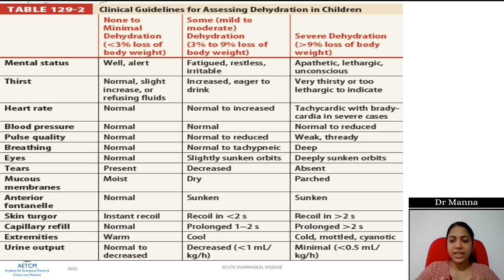Then we will be checking the skin turgor in the abdomen. We will be pinching the skin for at least 3 seconds, and we will be checking the recoil. Recoil will be normal in mild dehydration, and in some or moderate dehydration, there will be recoiling within 2 seconds, and in severe dehydration, it will recoil only after 2 seconds. Capillary refill time will also be prolonged in severe dehydration. Extremities will usually be cold and mottled in severe dehydration. Urine output will also be reduced according to the severity of dehydration. So urine output is one of the important indicators which can tell how dehydrated the patient is.